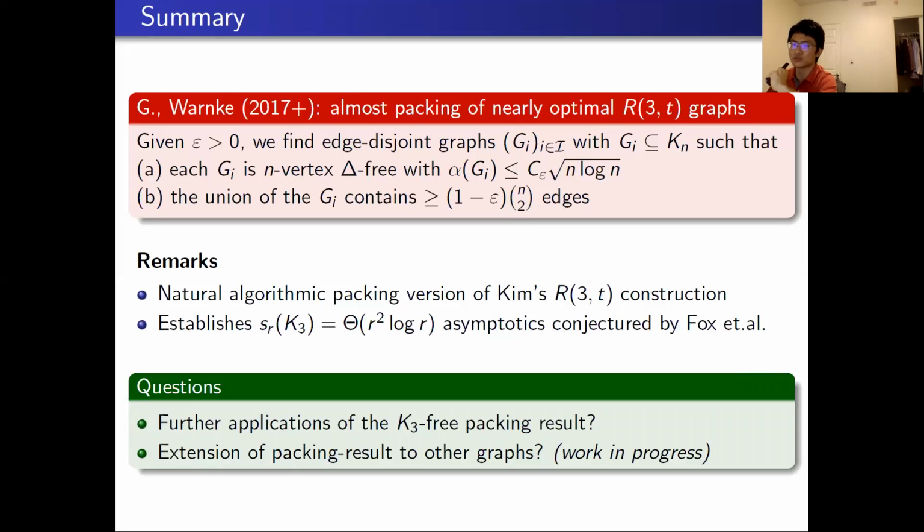Let me finish with two questions. The first question is that to prove the bound on R(3,t) it is enough to prove a packing result that covers at least an epsilon fraction of edges of the complete graph Kn. Here we cover a 1 minus epsilon fraction of them, which is stronger. So we are wondering, is there any other application of our triangle-free packing result, maybe in Ramsey theory?